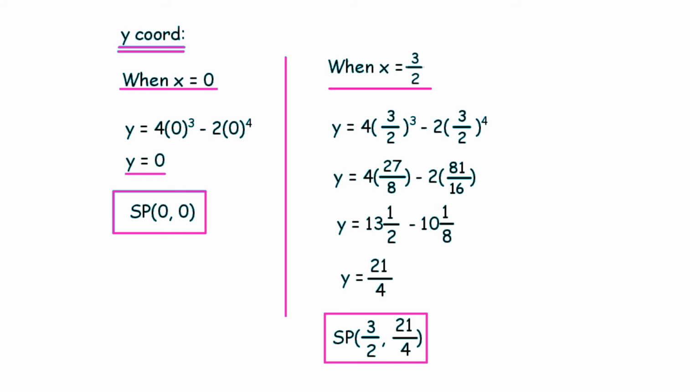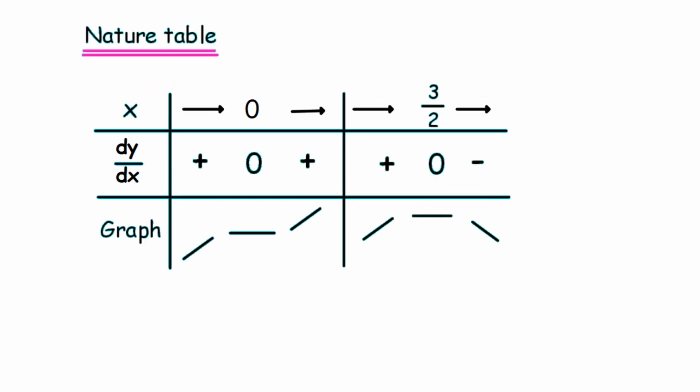When you're practicing this, feel free to use a calculator for the moment and see how you get on with it. Now, we've got our y coordinates now. The first one (0, 0) and the second one (3 over 2, 21 over 4). Now what we need to do is we need to get our nature table sorted. So what we can do is we have our x equals 0 and our x equals 3 over 2. Again, we draw arrows to indicate the regions before and after that x value.